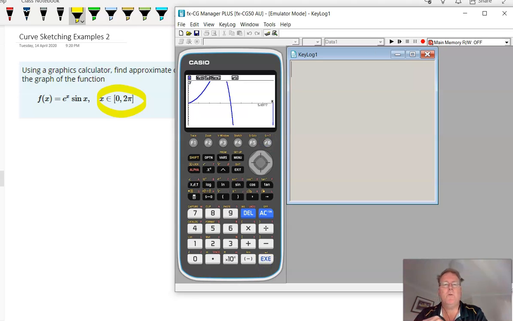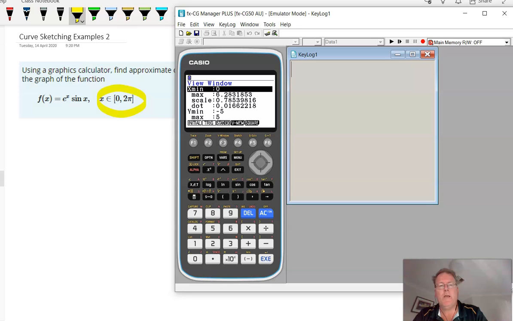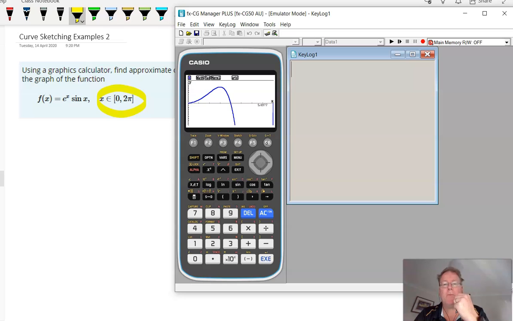Let's try now. Oh, a bit too small. Okay, so I'm going to zoom out. But I'm not going to zoom because I want to keep that scale as it is. So I'm going to go here to -10, 10. And exit and draw. That's a little better. Okay, so we've got our function.